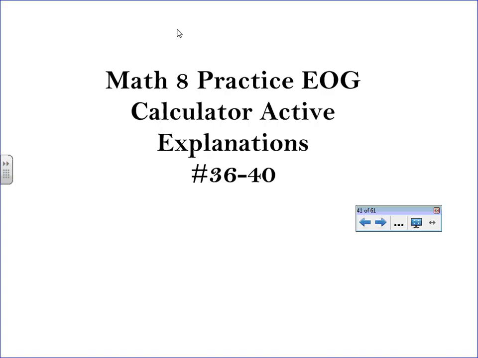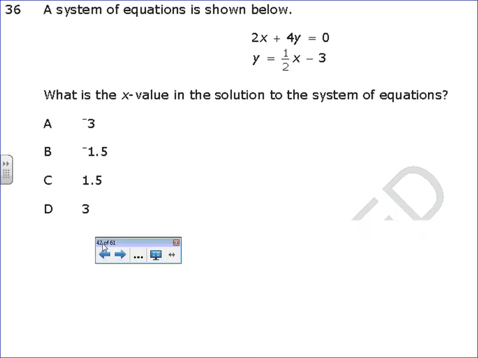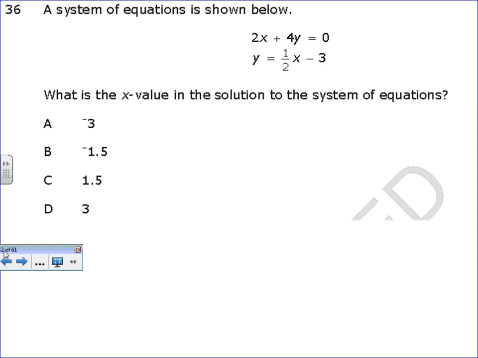In this video, we're going over the calculator active explanations for the practice EOG for problems 36 through 40. Okay, so for problem 36, it says the systems of equations shown below. What is the x value to the solution of the system? So when they say solution, they're talking about the what?